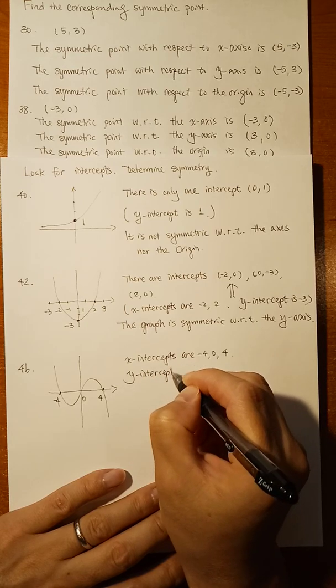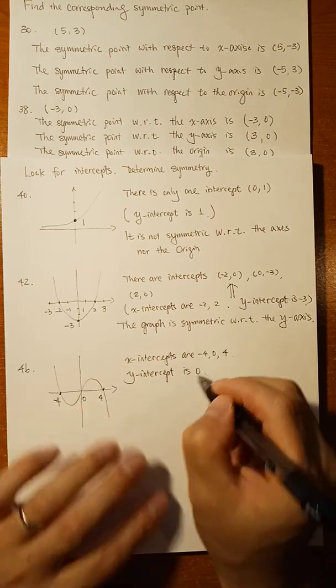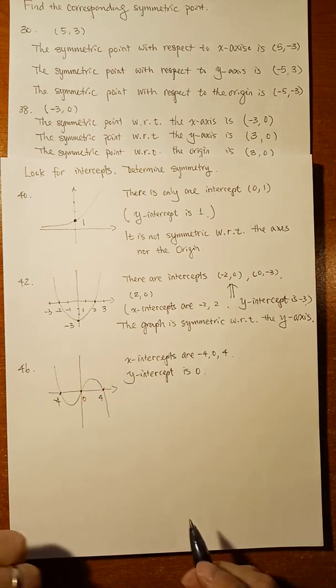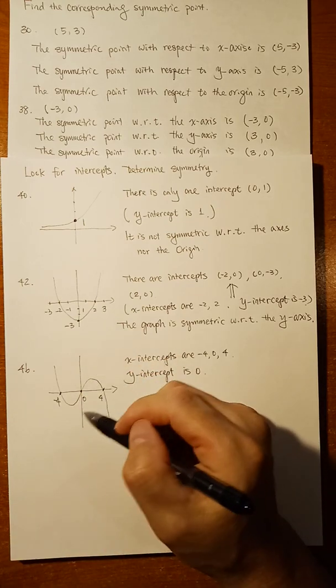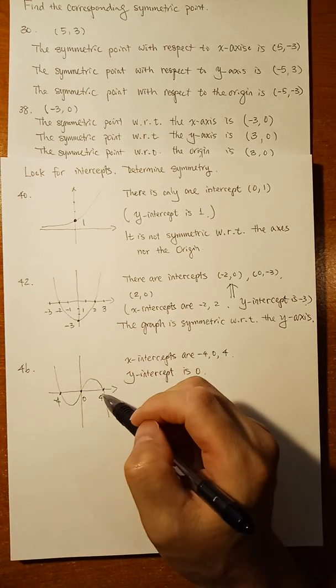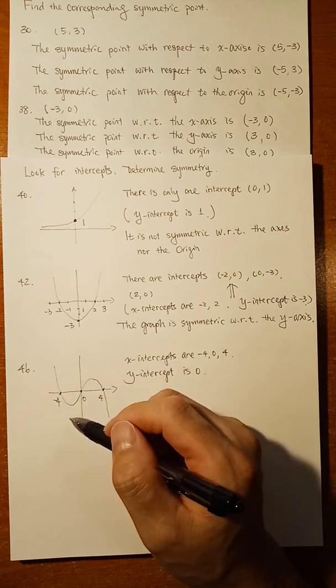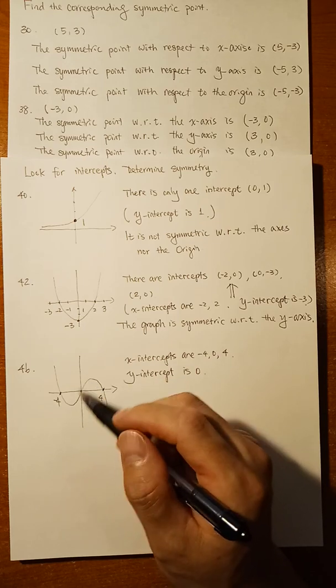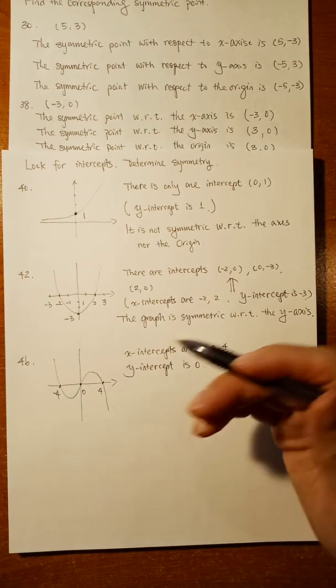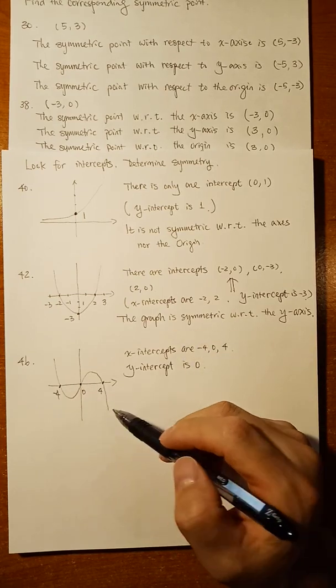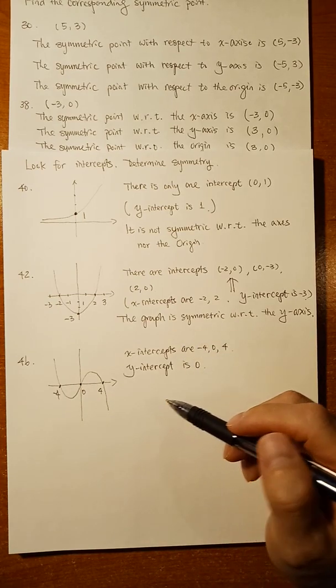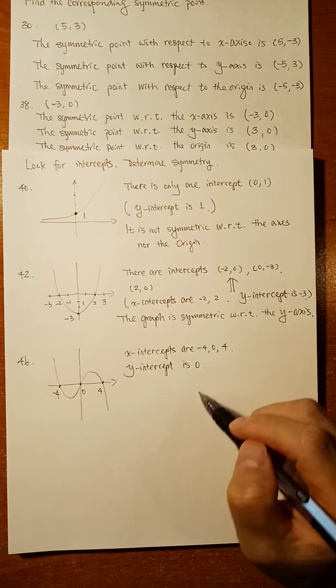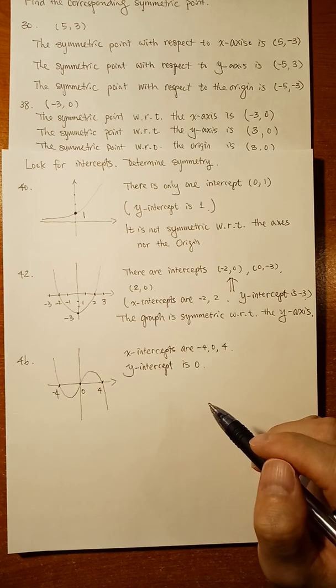Y-intercept is 0. This point is the origin. It's on the graph, so it is an x-intercept. It is also the y-intercept, because the origin is the intersection point of the x-axis and y-axis. So it has an x coordinate. It also has a y coordinate.